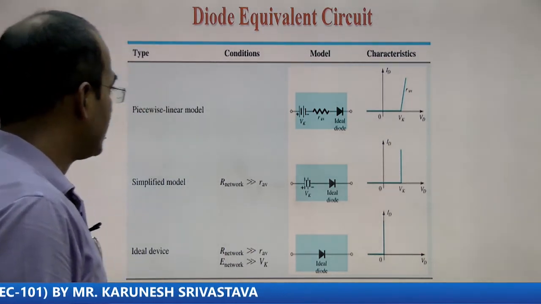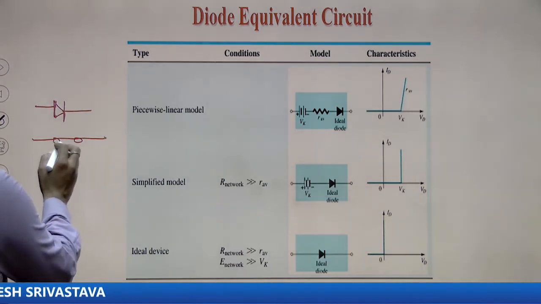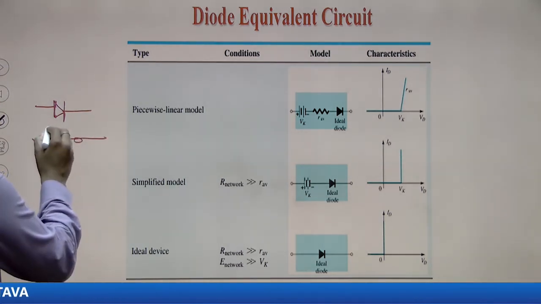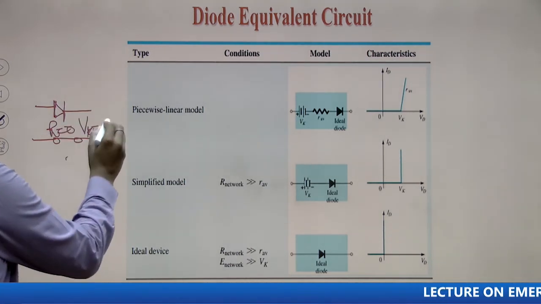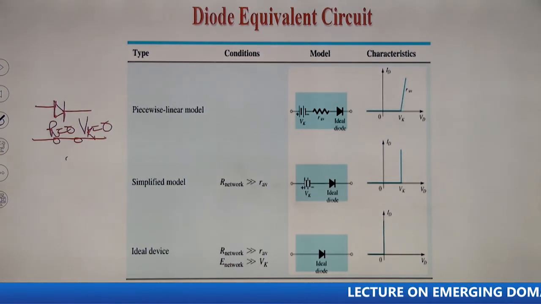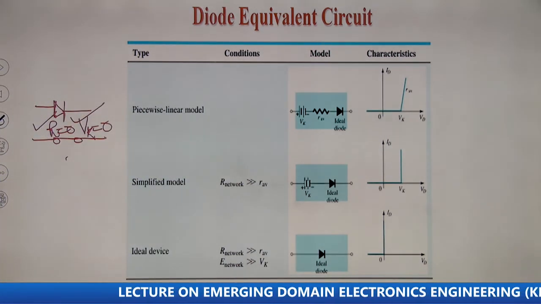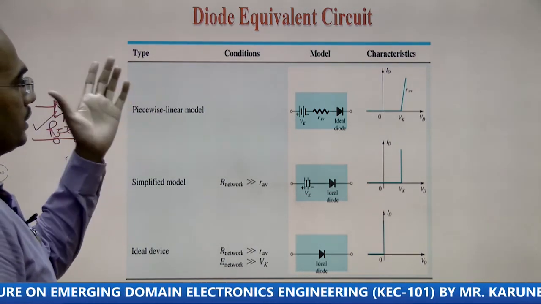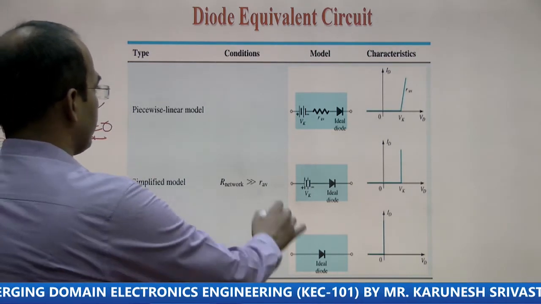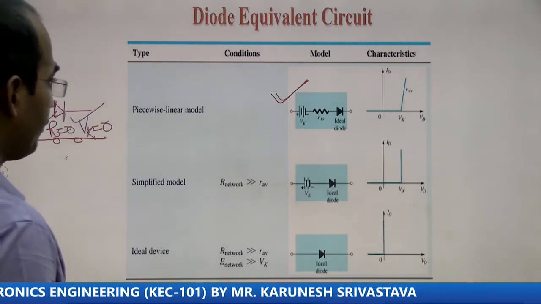But in case of the piecewise model, what do we have to consider? If this is a short circuit, the resistance is 0 and the cut-in potential Vk is also 0. But when we consider the piecewise linear model, we have to consider both the forward resistance as well as the cut-in voltage. So we put this resistance in series with the cut-in voltage. This is the equivalent model for the p-n junction diode which is forward biased.